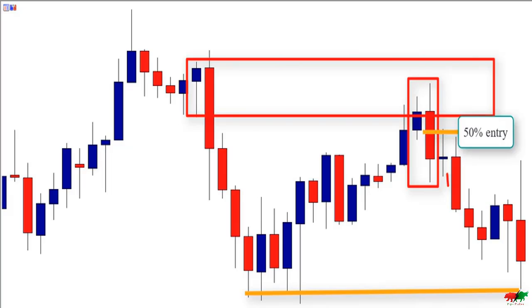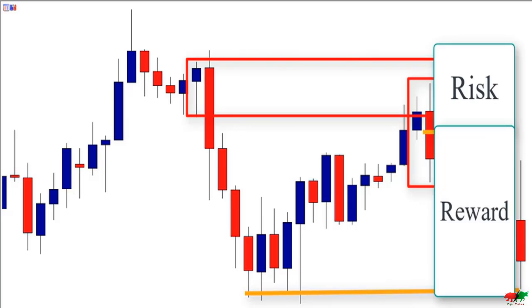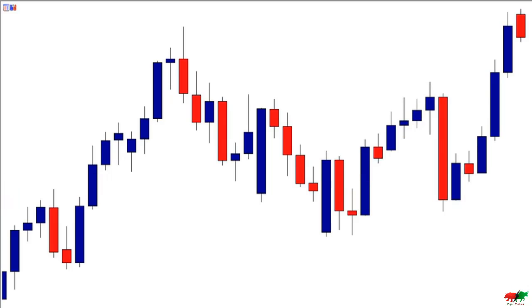because prices retraced back to fill your order and then it went down. So by adopting the 50% entry method, you will always keep a good risk to reward ratio. As you can see, now the trade offers you at least a 2-to-1 reward to risk ratio. Let me show you another example.